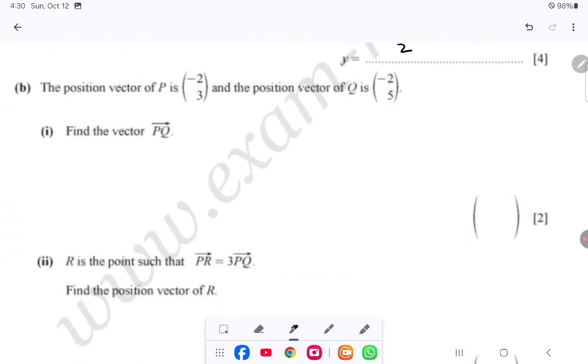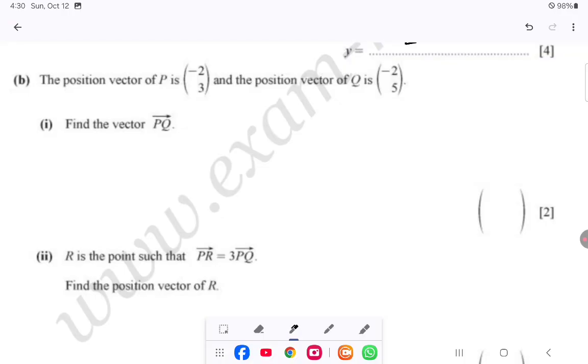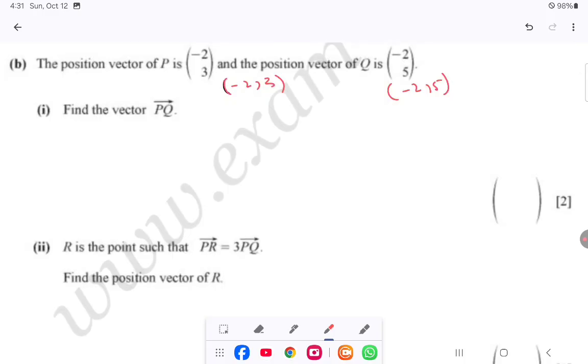In part B, the position vector of P is (negative 2, 3), and the position vector of Q is (negative 2, 5). This can also be written as negative 2, 3 and negative 2, 5. But since it is given in the vector form, we will stay in this form and calculate the vector PQ. So what is vector PQ? It is the distance of Q minus P. Q is given, P is given, we can simply calculate.